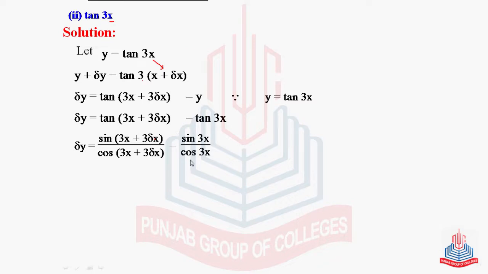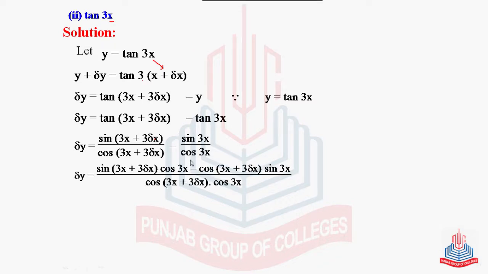Obviously that will simplify by taking LCM. So we apply LCM here. This cos(3x plus 3 delta x) into cos 3x will be the LCM. So simplifying this, that will become sine(3x plus 3 delta x) into cos 3x minus this cos(3x plus 3 delta x) into sine 3x, and this cos will multiply to this sine, and it will be of the form like this.